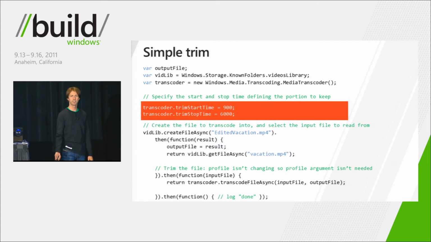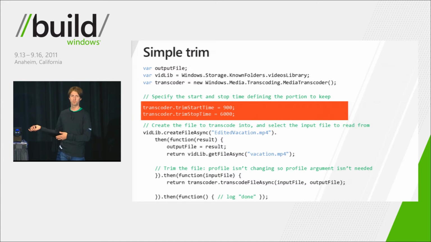In the second scenario that I showed, we don't need to create a profile because we're not changing the profile. We just simply want to trim. So in this case, we're defining what the start time and the stop time is, but otherwise you call the API exactly the same way. So you specify your input file and your output file.